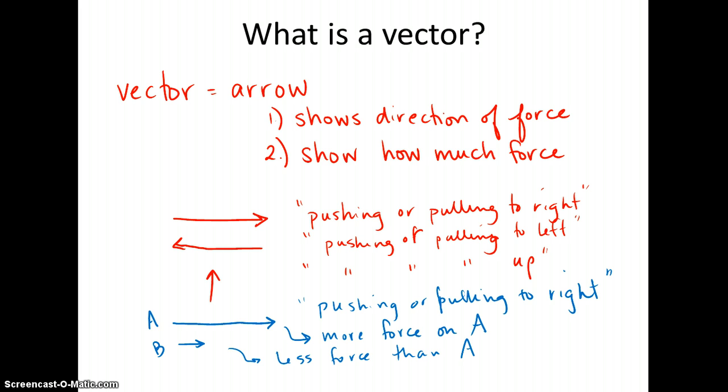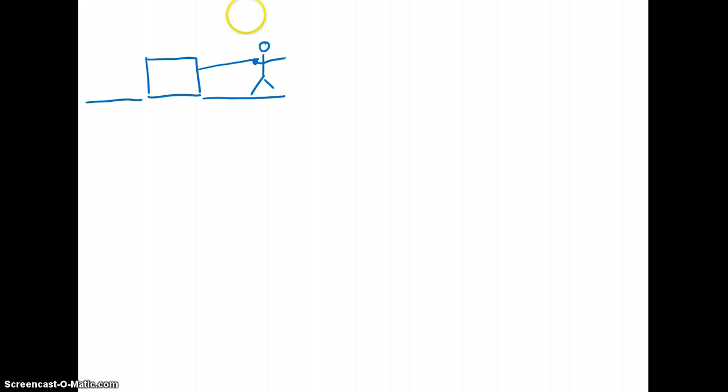So, how can we put all these things together? Let's do an example, and I'd like you to draw this example as well. So let's say, for example, I have a box sitting on a table, or even better, we'll have a box sitting on the floor, and I'm going to have someone pull this box this direction. So box is pulled to the right.